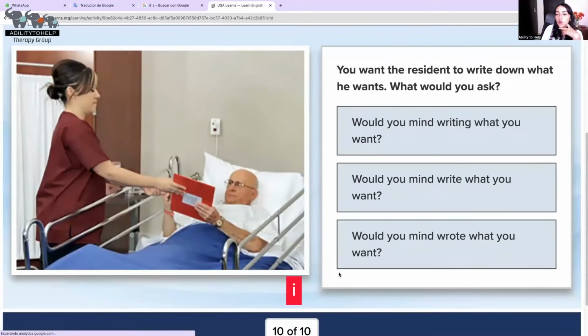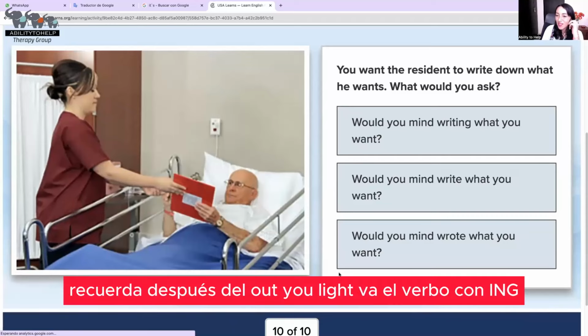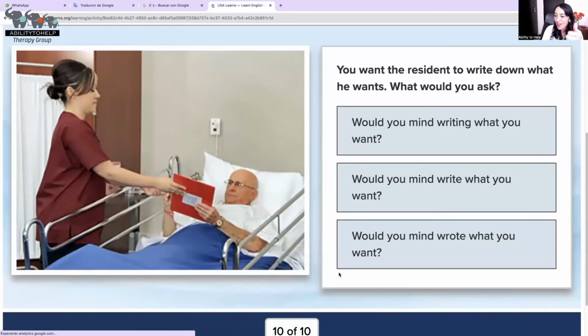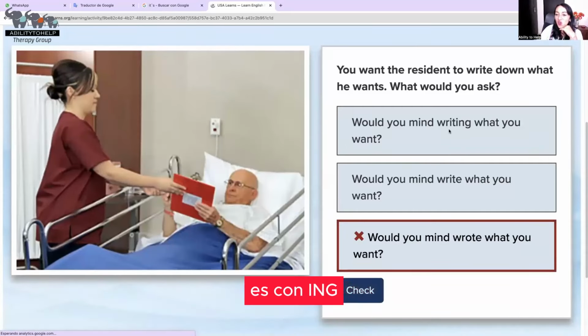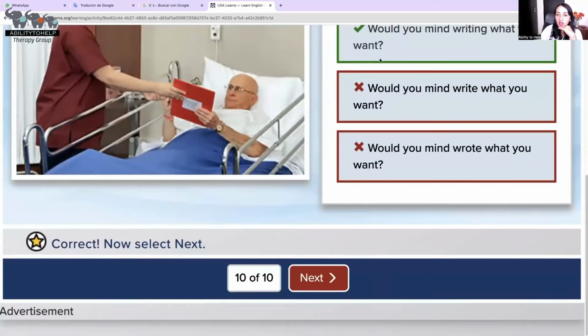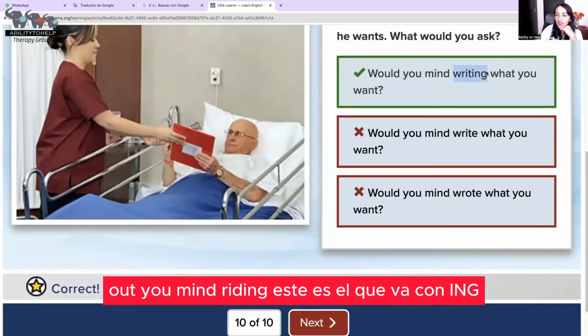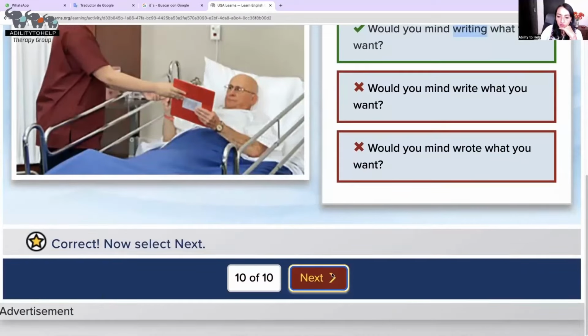You want the resident to write down what he wants. What would you ask? Would you mind writing what you want? Would you mind write what you want? Would you mind wrote what you want? Recuerda después del would you mind: ¿va el verbo con ing, va el verbo normal o va el verbo en pasado? Es con ing. No lo olvides. Would you mind writing? Este es el que va con ing.